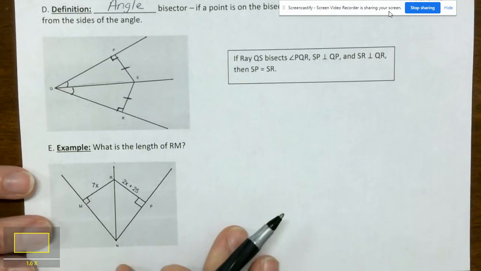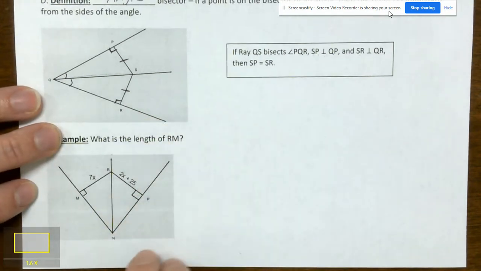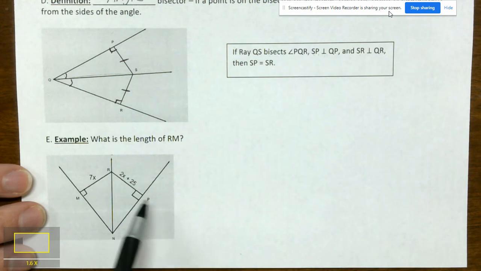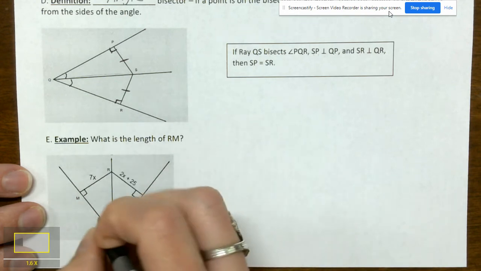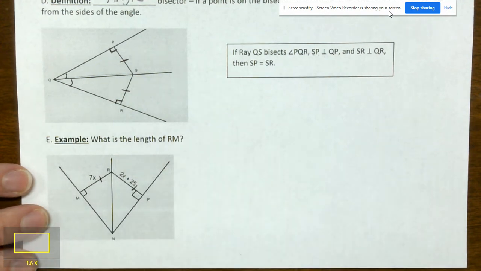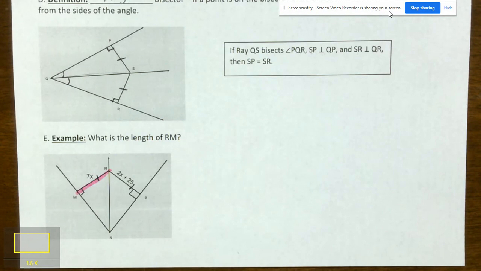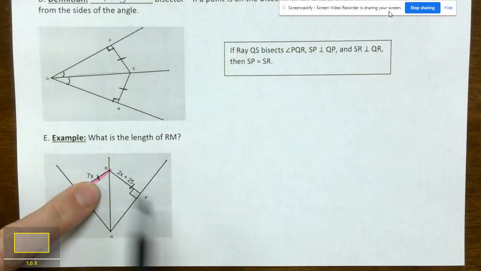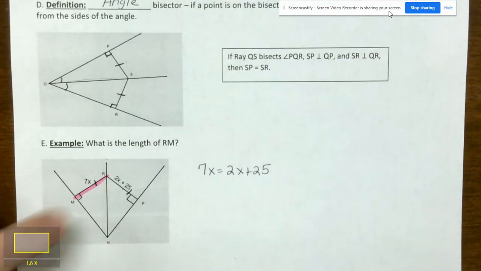What is the length of RM? Now notice this figure looks very similar to this one. It's just kind of turned sideways. So what we have here, we've got the perpendicular sides. Also, this bisects here. So that means that we have these two sides that are going to be equal to each other. Okay? So I'm looking for the length of RM. That means I'm looking for this length here, RM. But I know that these two sides are equal to each other. So I can set 7x equal to 2x plus 25.